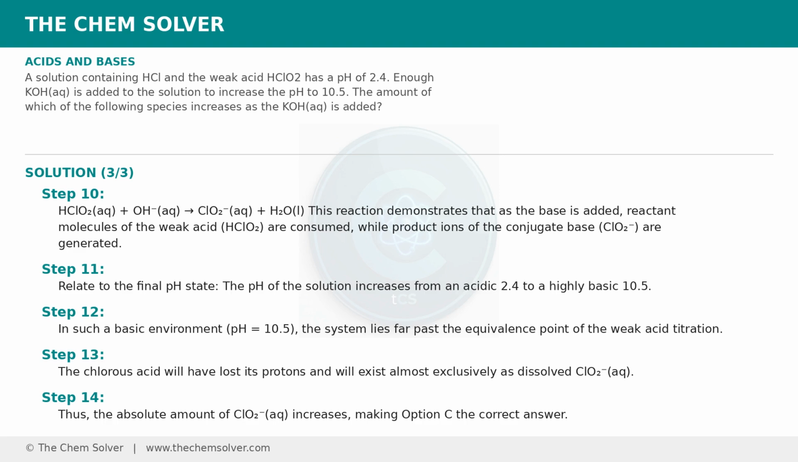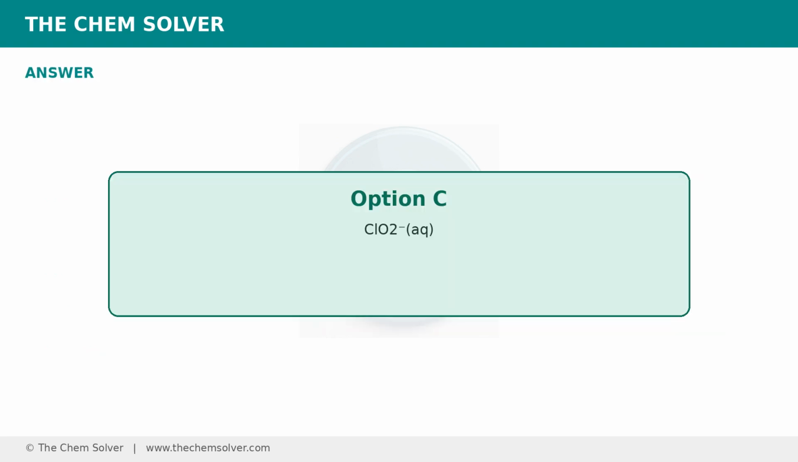Relate to the final pH state. The pH of the solution increases from an acidic 2.4 to a highly basic 10.5. In such a basic environment, pH equals 10.5, the system lies far past the equivalence point of the weak acid titration. The chlorous acid will have lost its protons and will exist almost exclusively as dissolved ClO2⁻. Thus, the absolute amount of ClO2⁻ increases, making option C the correct answer. The correct answer is option C, ClO2⁻.